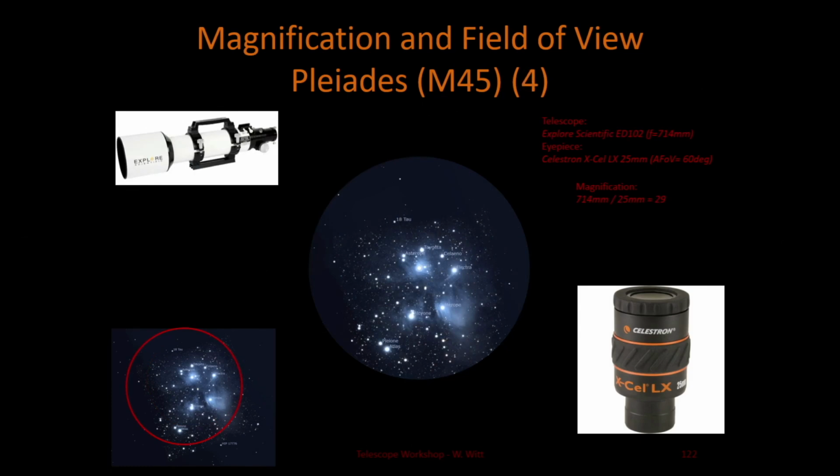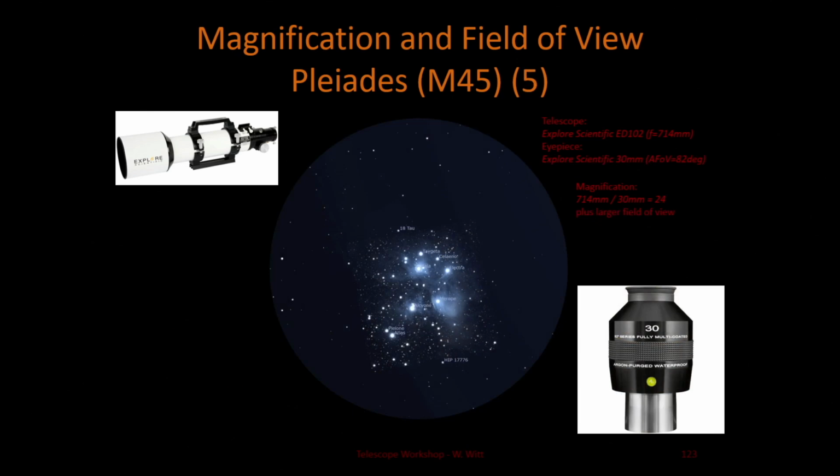Here's a different refractor, same eyepiece, but a smaller focal length on this refractor. So now this is the Pleiades at a factor of 29x. And now we're getting there, right? You can see relative to the reference image on the bottom left, it's almost the whole thing, which is great. So let's get better.